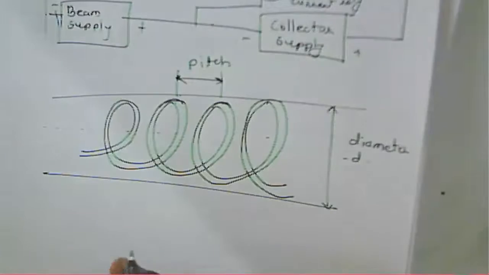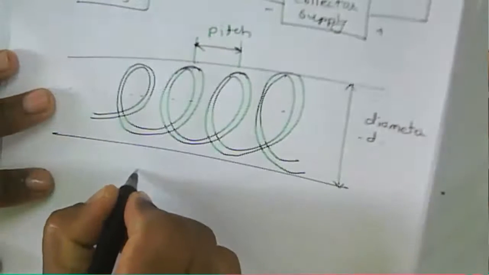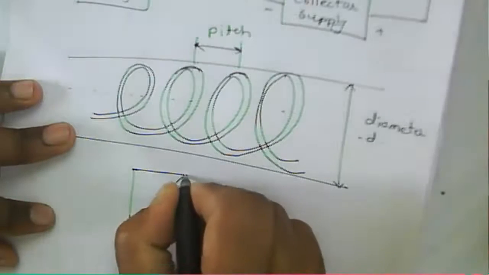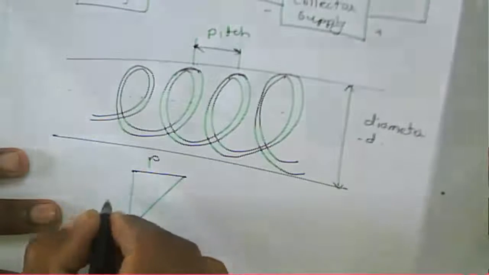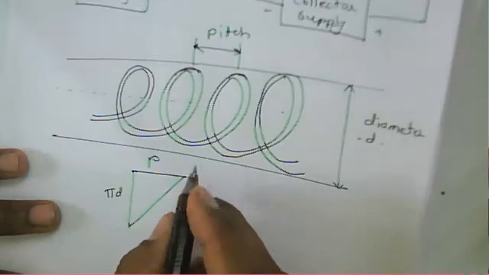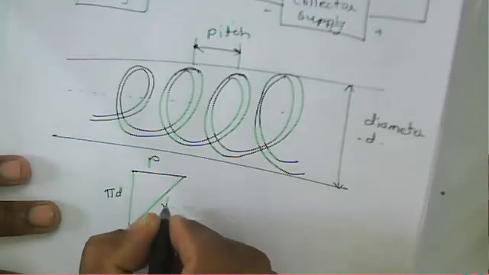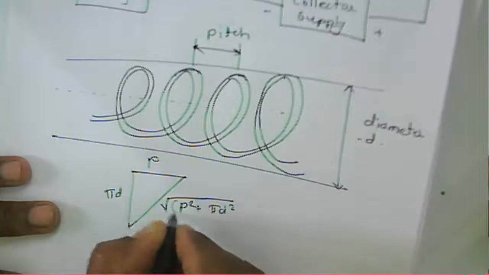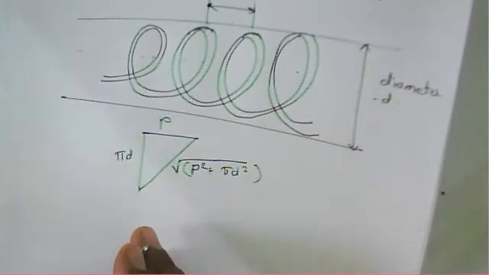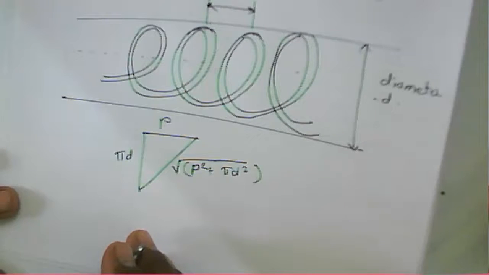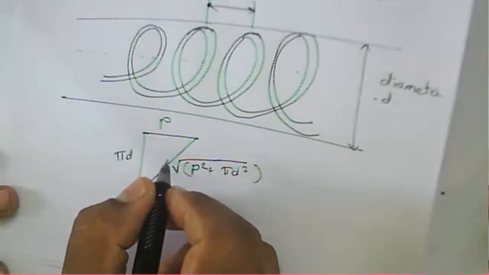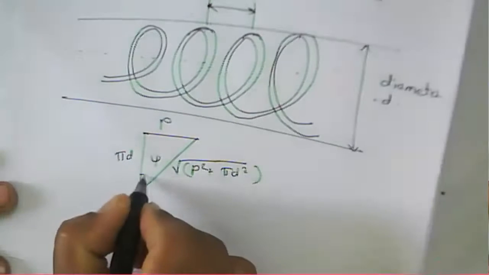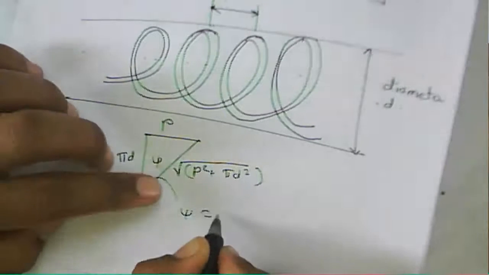This one is your pitch and this one is your diameter. We consider one particular rotation, so that's why we have pi D here. This gives the expression square root of p square plus (pi D) square for one turn of a helix. This angle is called psi, and psi is nothing but the pitch angle.